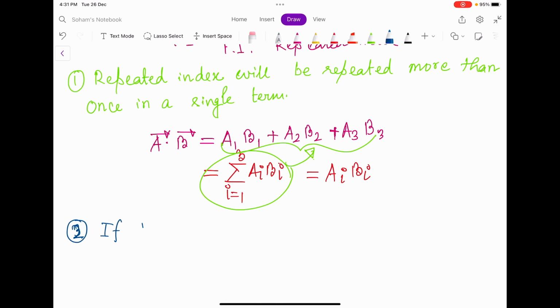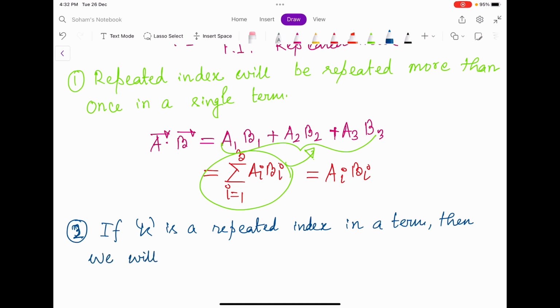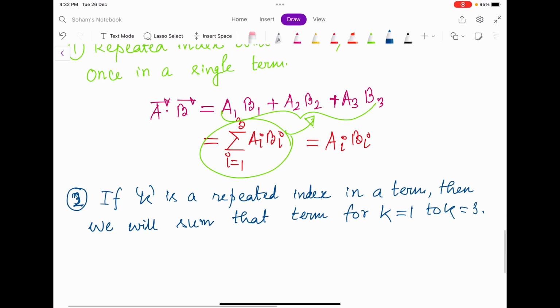So if k is a repeated index in a term, then we will sum that term for k equals 1 to k equals 3, because any index cannot take values above 3.